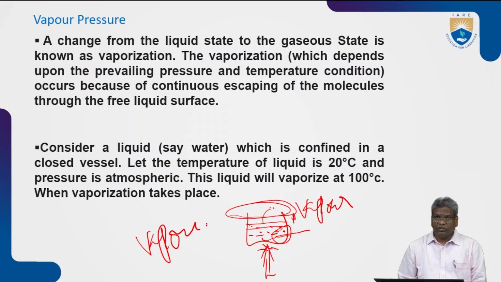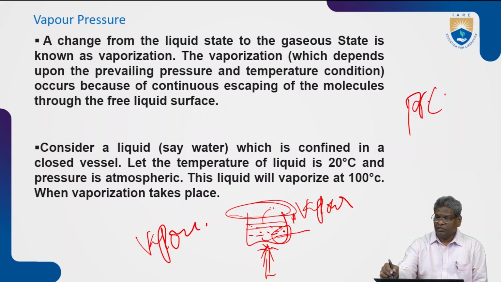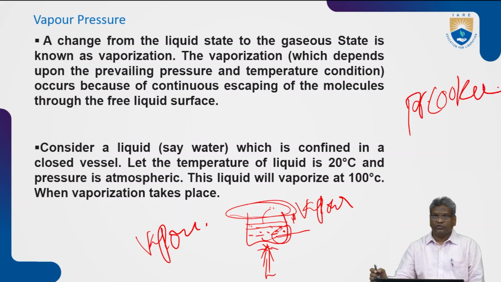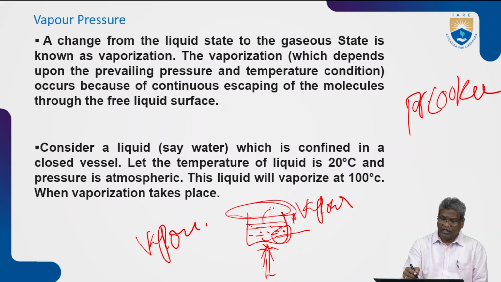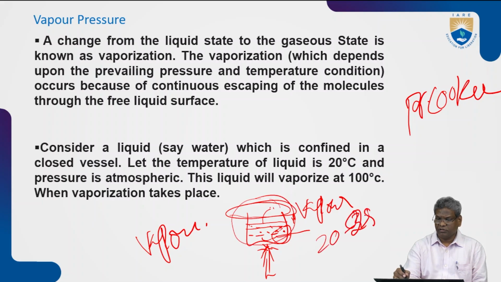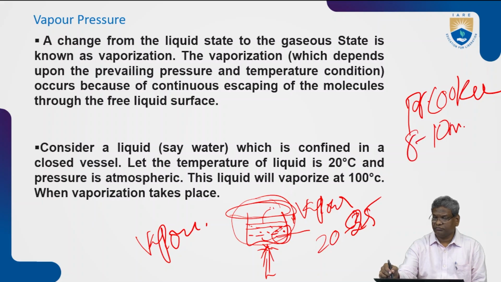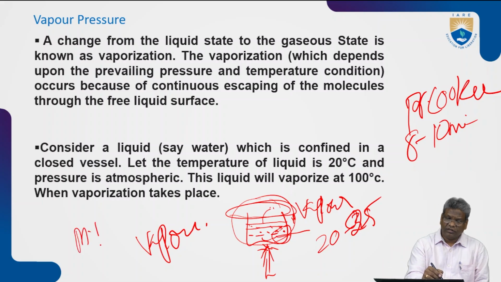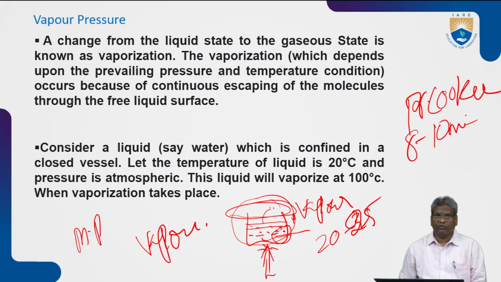So that is why it is known as vapor pressure. Take the example of pressure cookers also. If you take a normal vessel, it takes say 20 to 25 minutes for cooking rice or dal, but in a pressure cooker it will complete in 8 to 10 minutes. So why? Because the boiling point of the water will change because of the vapor pressure. That we are going to see here.